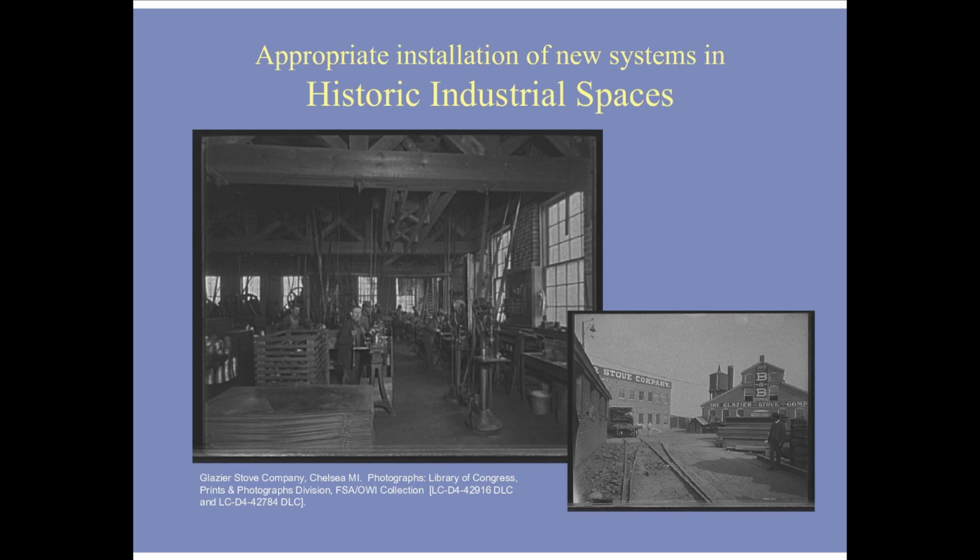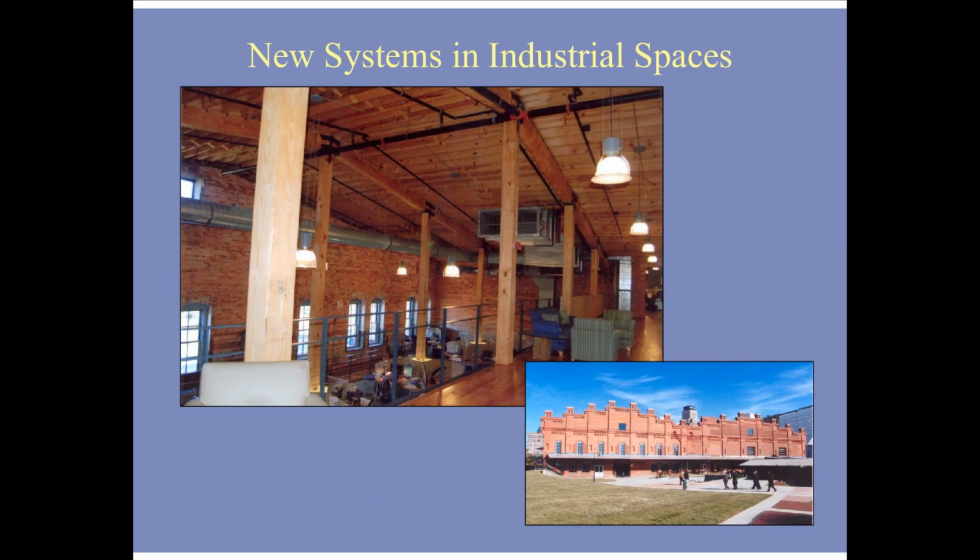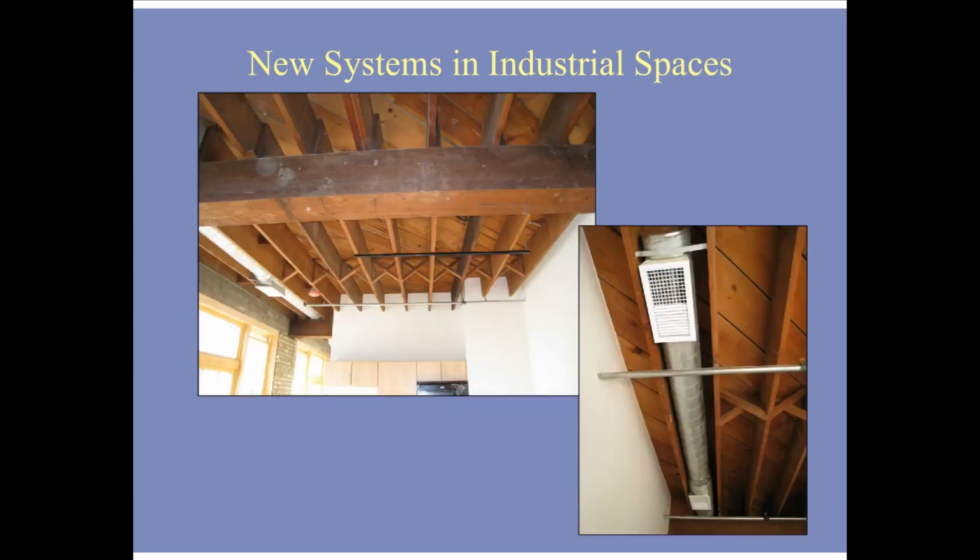Now, for the appropriate installation of new systems in historic industrial spaces. Exposed, unpainted ductwork and equipment is consistent with the character of industrial spaces that historically housed equipment and machinery. As shown in this example, ducts can also be inserted between exposed joists for a truly minimal impact on an industrial space.